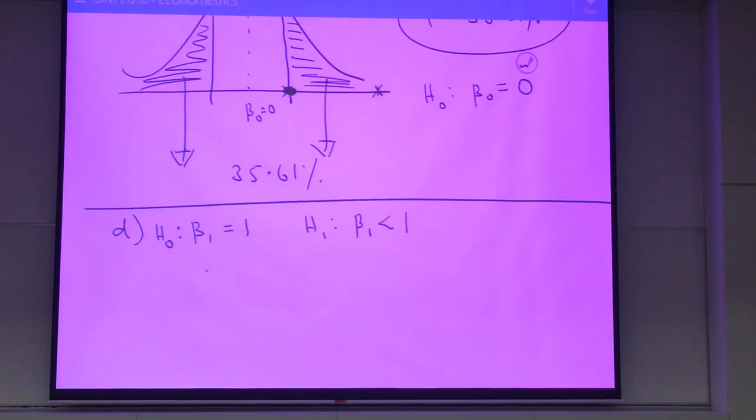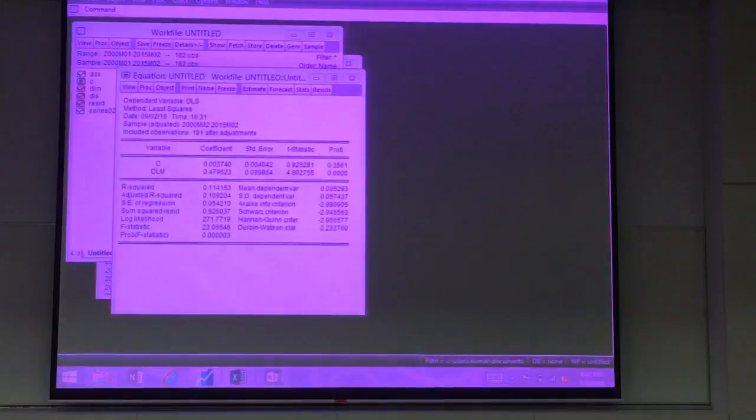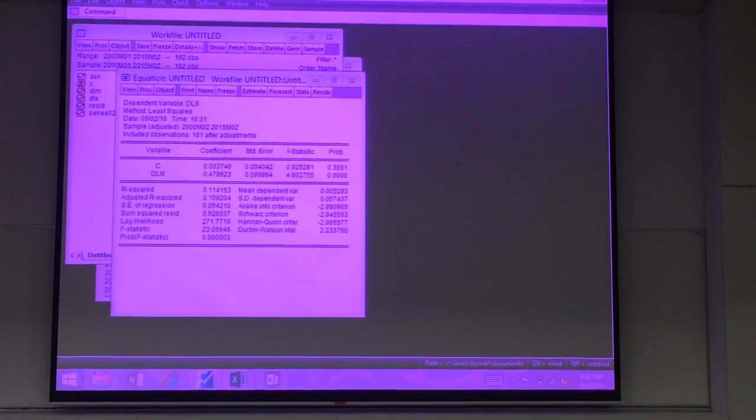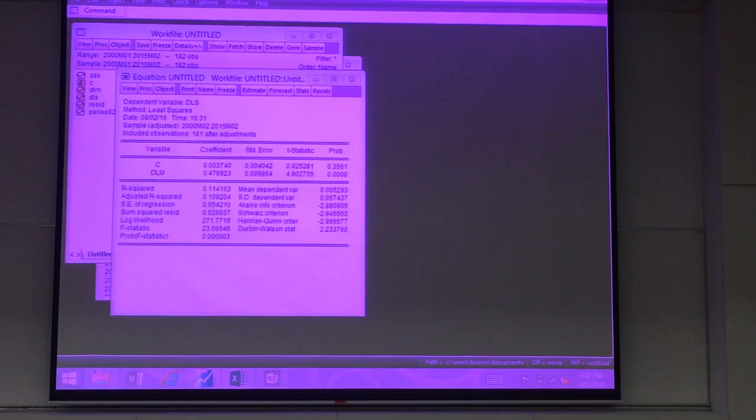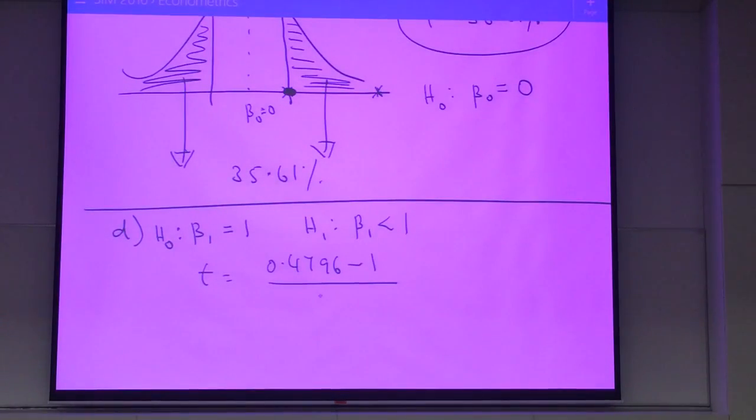So your test statistic T is equal to 0.4796 minus 1, divided by the standard error. The standard error is 0.09986, it's almost 0.1. And the T value is minus 5.204.